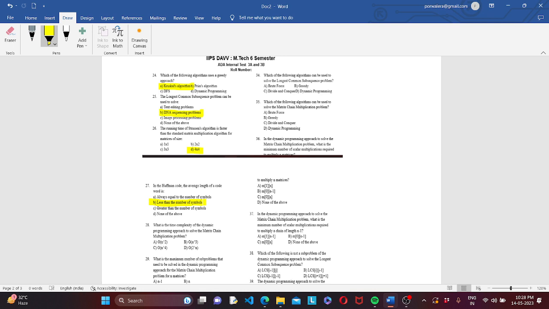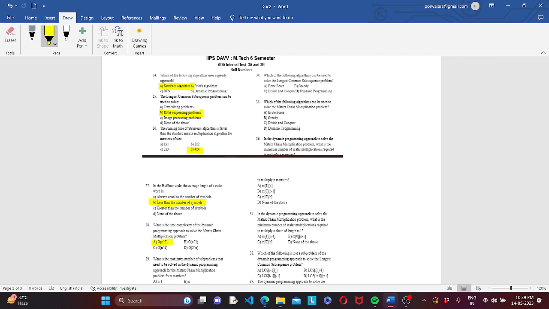Now question number 28, what is the time complexity of the dynamic programming approach to solve the matrix chain multiplication problem? The time complexity for the dynamic programming approach for matrix chain multiplication would be O of n to the power 2.